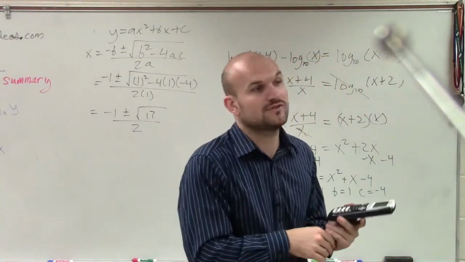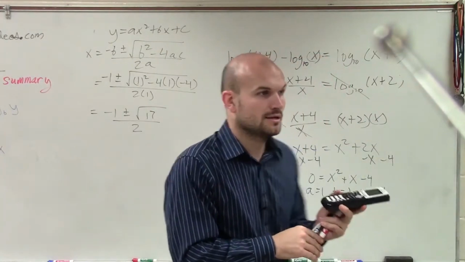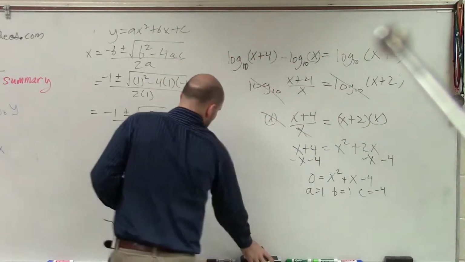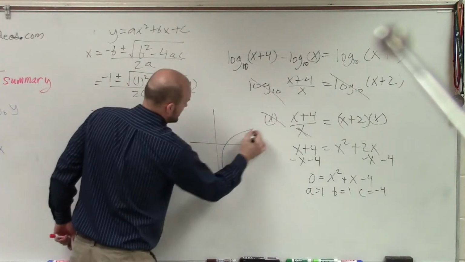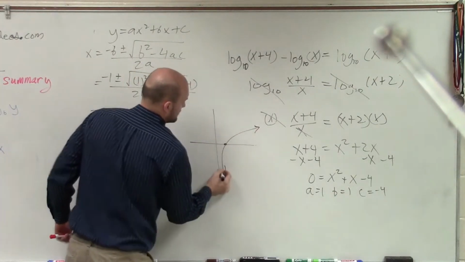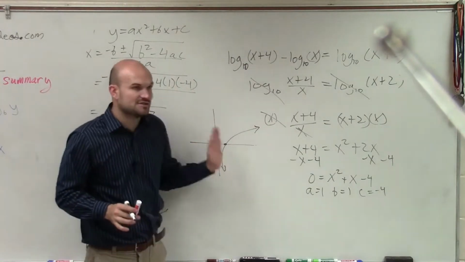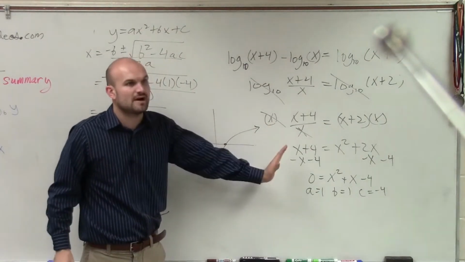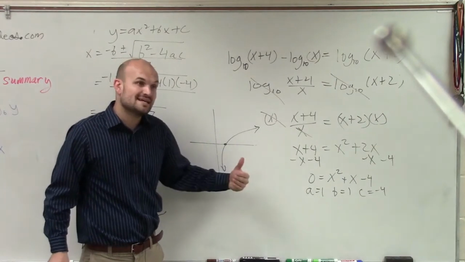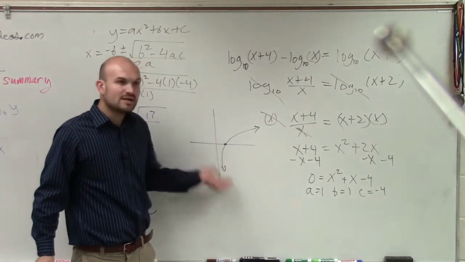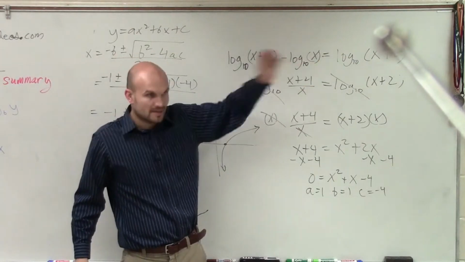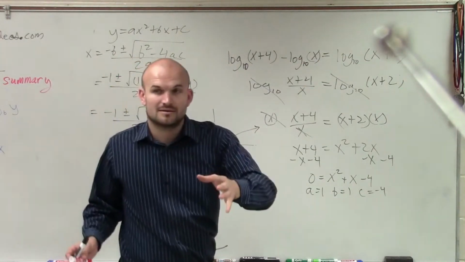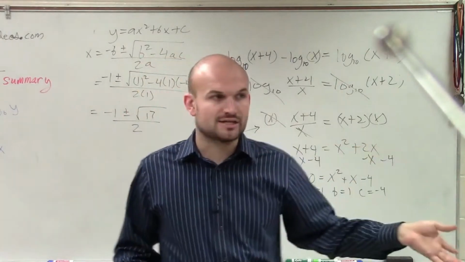Extraneous means it's not a part of the domain. All right? And if you remember when we graphed the logarithmic function, it looked like this, right? And what I meant is those x values, the domain was only restricted to positive numbers, right? So what that meant is when we're talking about a logarithm, we can only plug in positive numbers. Does that make sense?